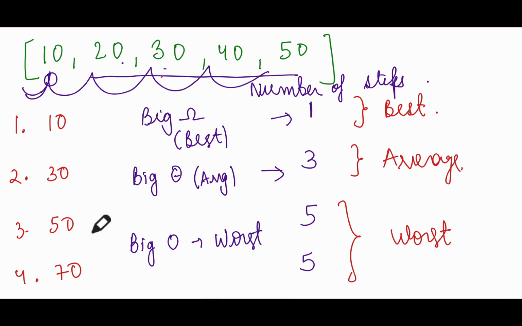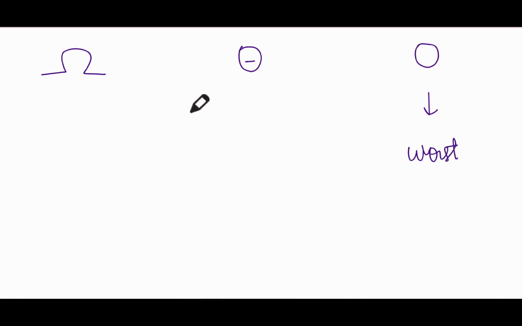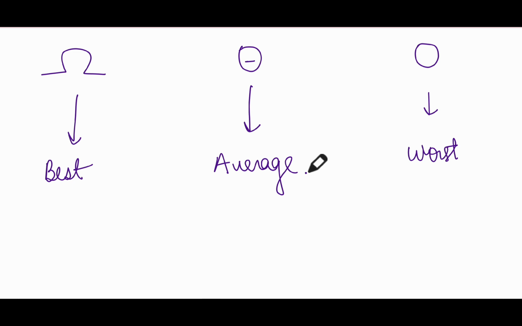So let's bring up a new page here. We saw that there are three scenarios: there is omega, then there is theta, and then there is big O. So what is big O? Big O is the worst scenario of any algorithm, correct? And big omega is the best scenario of any algorithm in time complexity, and theta is the average scenario. Whatever coding you do, every algorithm or every code has these three attributes.